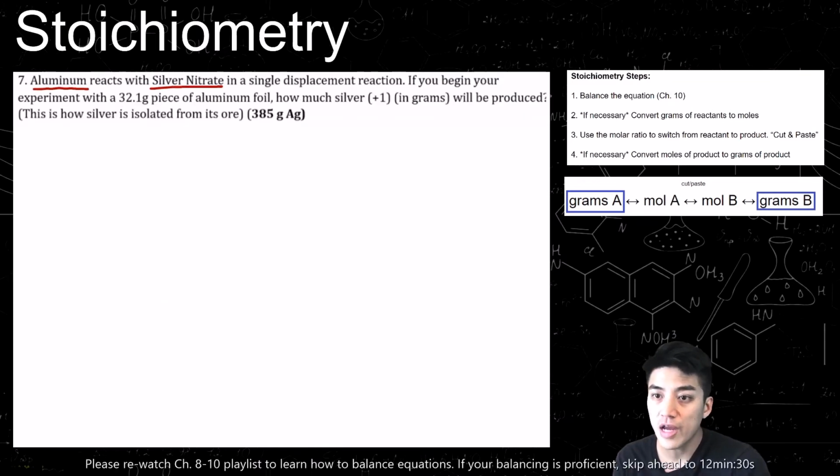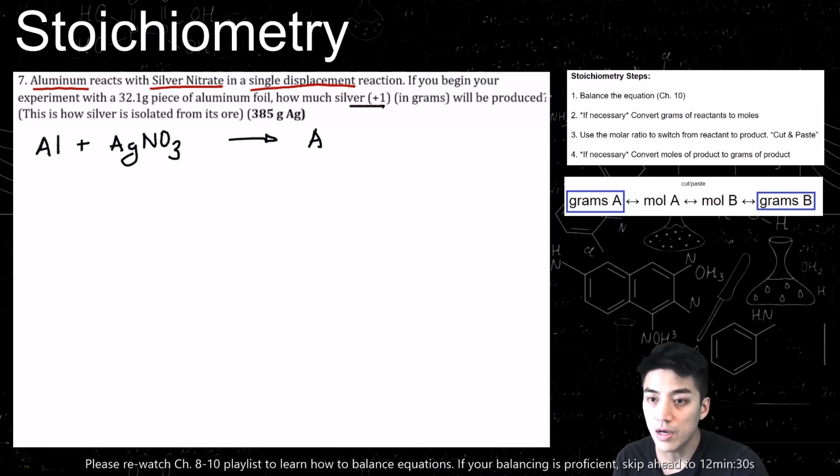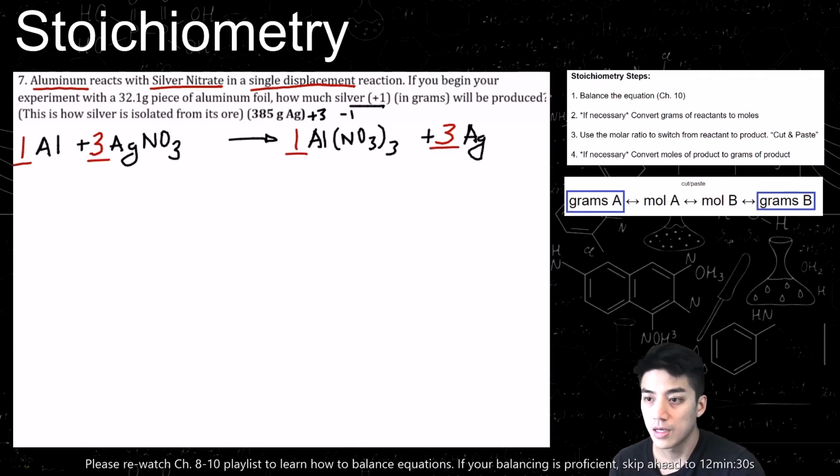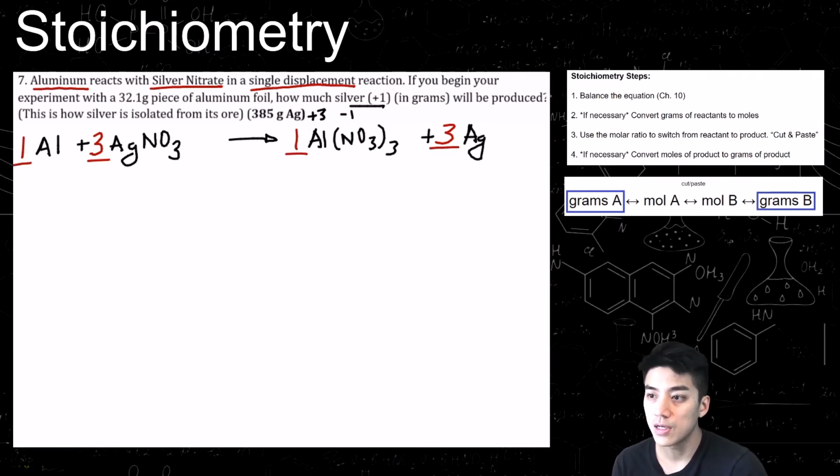Number 7, aluminum reacts with silver nitrate in a single displacement reaction. If you begin your experiment with 32.1 grams of aluminum foil, how much silver will be produced? So first, start your balanced equation, Al plus AgNO3, and we know that this is single displacement, so Al will combine with the nitrate to make aluminum nitrate, and we are going to get silver as the thing that gets displaced. We're going to balance our equation, put a 3 there, put a 3 there, and 1s will go in front. I'm pretty sure this is balanced. Now we can move on.